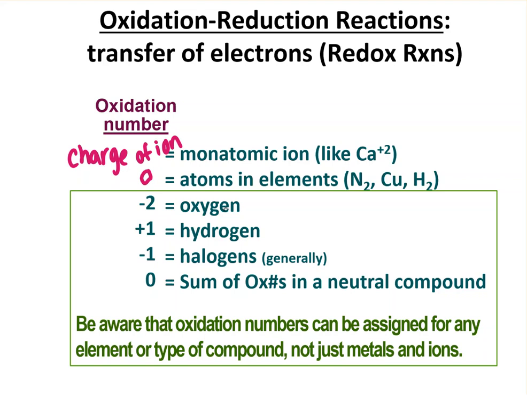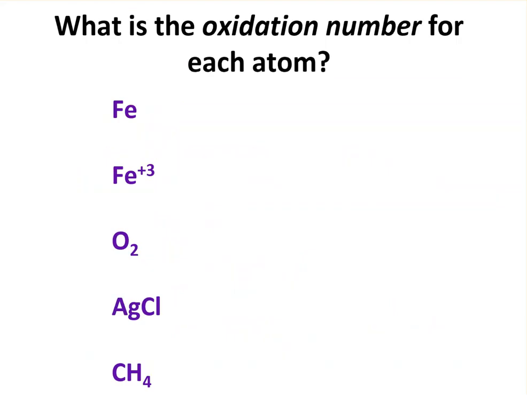And then these others are assigned, and like I said, these can be used if a compound doesn't have ionic bonds. It gives you a way to keep track of where the electrons are shifting, even if there isn't a complete transfer. So let's look at some examples.